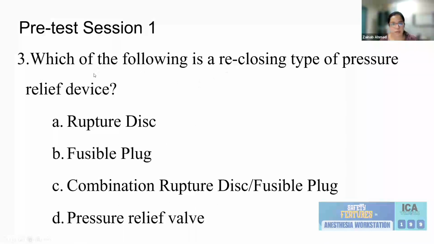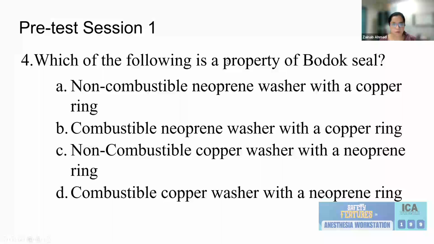So coming to question 3, which of the following is a reclosing type of pressure relief device? Rupture disc, fusible plug, combination of rupture disc and fusible plug, and option 4, pressure relief valve. All of these questions have only one single answer. So we need you to mark one single answer out of these. The time is about to be over. Okay, so going on to the next question.